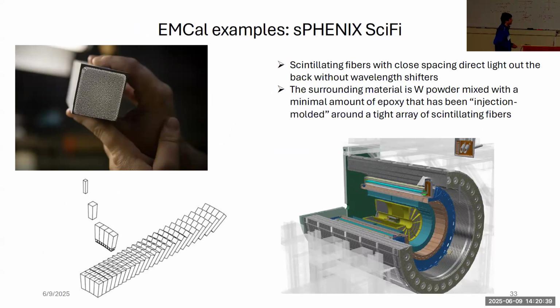And then at sPHENIX, which is an experiment again running at RHIC currently, they use a SciFi style calorimeter. What they do here is they embed scintillating fibers into a tungsten powder array. They basically have a mesh of, say, some epoxy, they embed the scintillating fibers, and then they pour tungsten powder over it. Their active area is the scintillating fibers, which collect the light and transport it to the SiPMs at the back, and the absorber material is this tungsten powder.